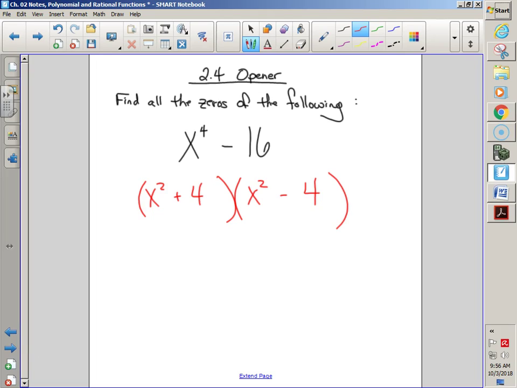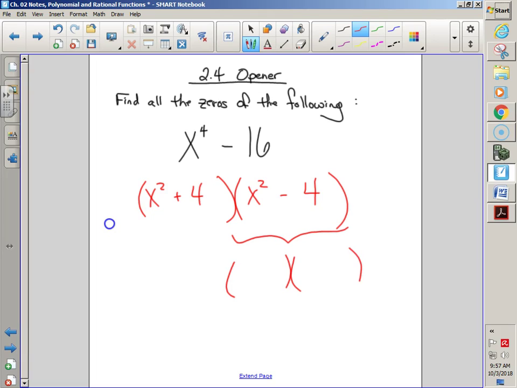But I said find all the zeros. Could you have stopped right here and set each factor equal to 0? Yeah. But even though you could have done that, I'm afraid that some of you guys would have made a mistake in doing that, so I'm going to actually go one more step. That's a difference of squares also, right? So how can I take this guy and break him down?